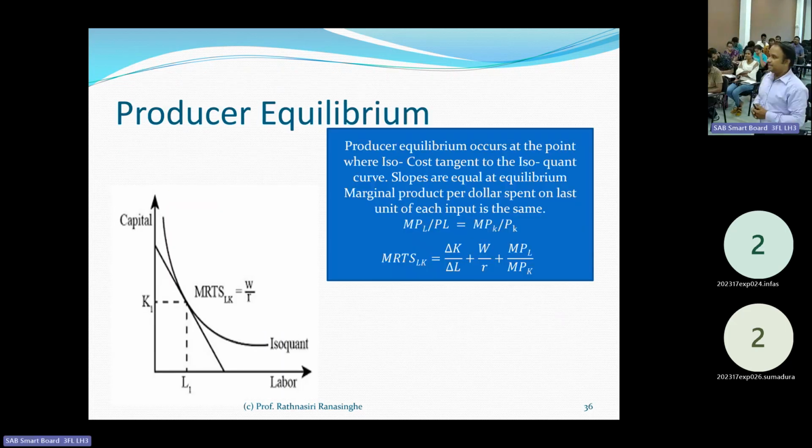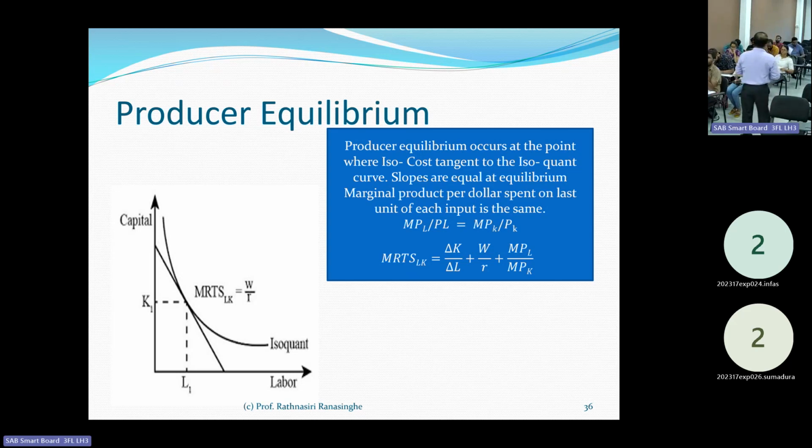Now we take into account both the technical and cost aspects, that means the isoquant curve and the isocost curve together. Because now the rational producer always thinks about the optimal output level, minimizing the cost, the cost-minimizing output level. Therefore we need to take both these aspects into account, to get the maximum output by combining the labor and capital inputs.